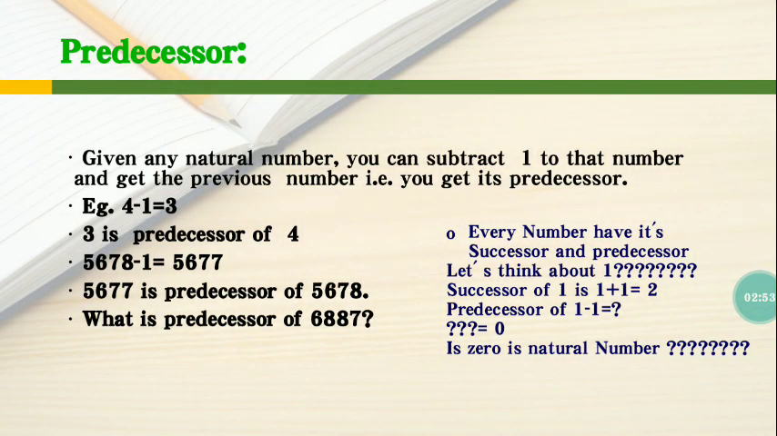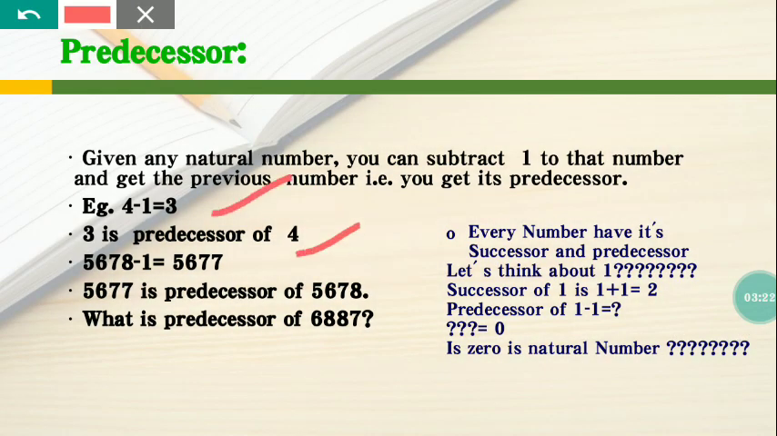Okay, now next come to predecessor. Given any natural number, you can subtract 1 from that given number and get the previous number, that is, you get its predecessor. Suppose here is 4 and you want to find out the predecessor of 4. So what will you do? You subtract 1 from 4 and you will get 3, and 3 is the predecessor of 4.